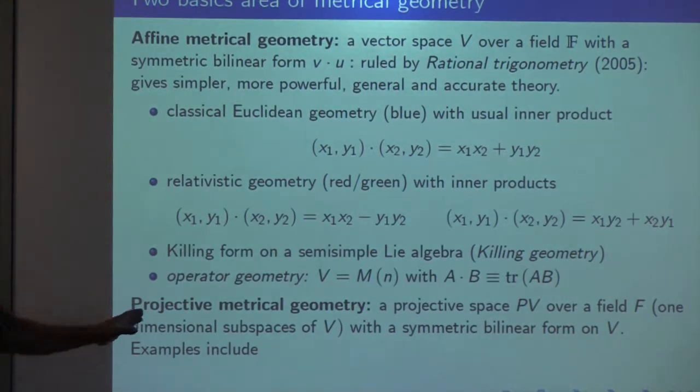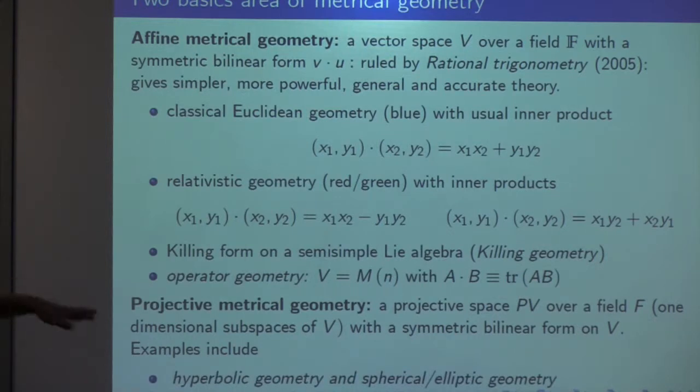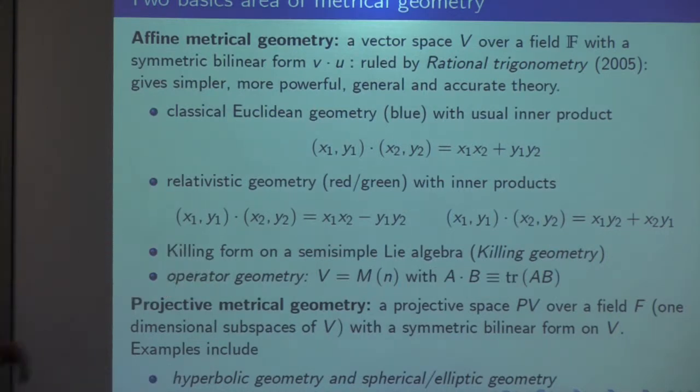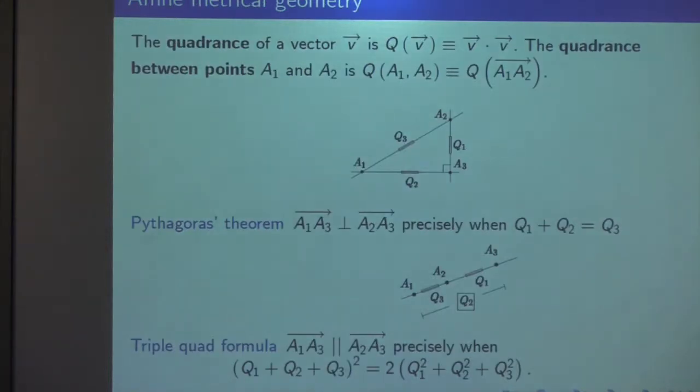There's also a projective version of all this, which is equally important, which includes hyperbolic geometry and spherical or elliptic geometries. So in the projective metrical geometry, the basic structure is a projective space, which you can think of as just the one-dimensional subspaces of a vector space. And the symmetric bilinear form on the vector space generates a metrical geometry. Okay, so let's start with the affine case.